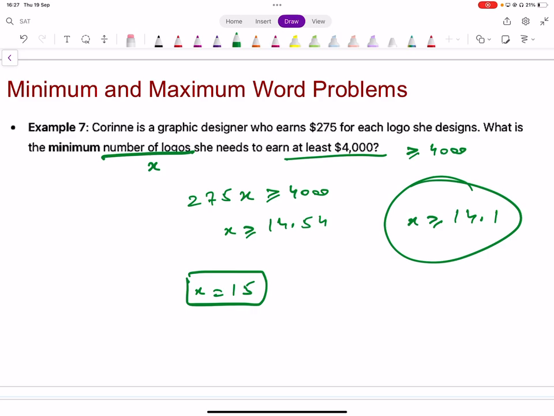We don't round off. Greater than or equal to 14.1. What's the smallest integer greater than or equal to 14.1? It's 15. It's not 14. 14 is less than 14.1. So we're not rounding off that number. We're not rounding it off. We look for the number bigger than it. Okay.